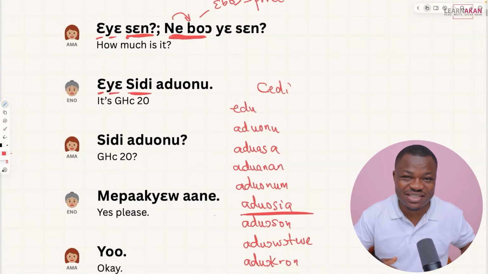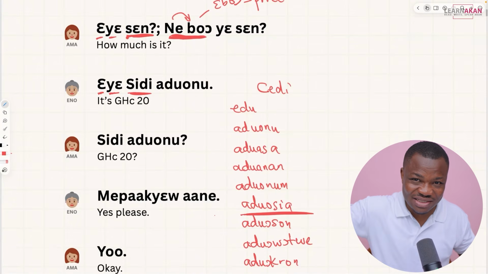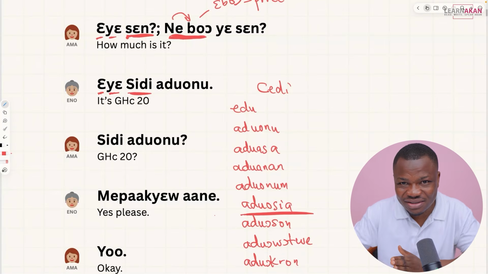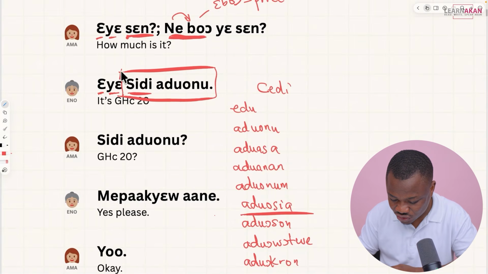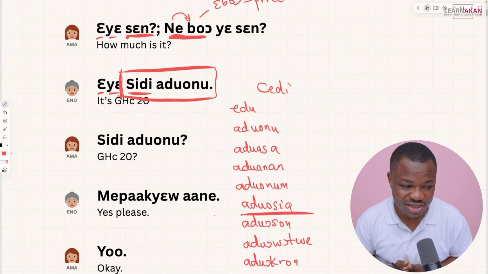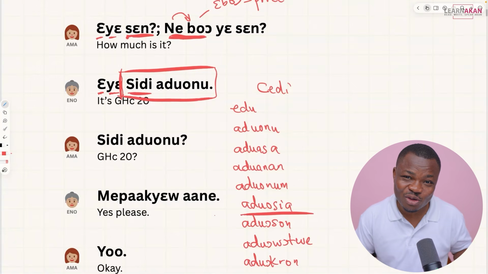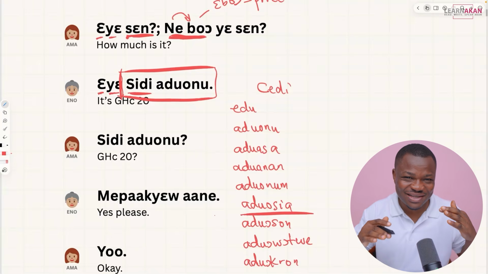When we turn statements into questions, the tone towards the end is typically raised and a bit lengthened. So let's use just this part as a statement. Someone said cedi aduonu, right? Cedi aduonu, 20 cedis. Listen to how that sounds. Cedi aduonu, 20 cedis. Now, if I want to turn this same cedi aduonu into a question, I ask, cedi aduonu? So you can tell that the tone is higher.